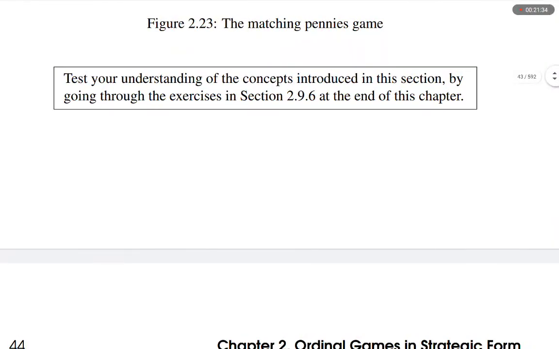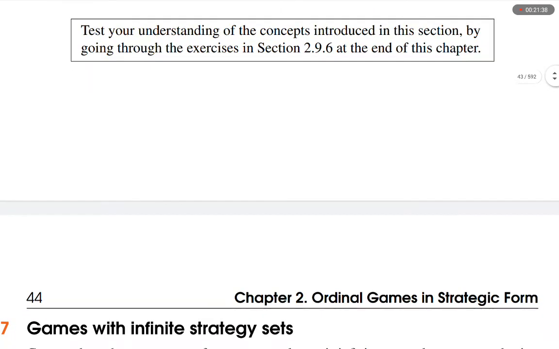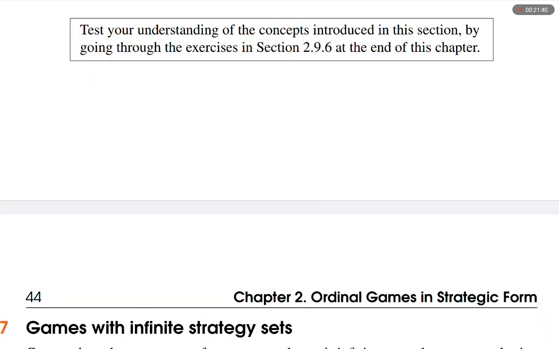Test your understanding of the concepts introduced in this section by going through the exercises in section 2.9.6 at the end of this chapter.